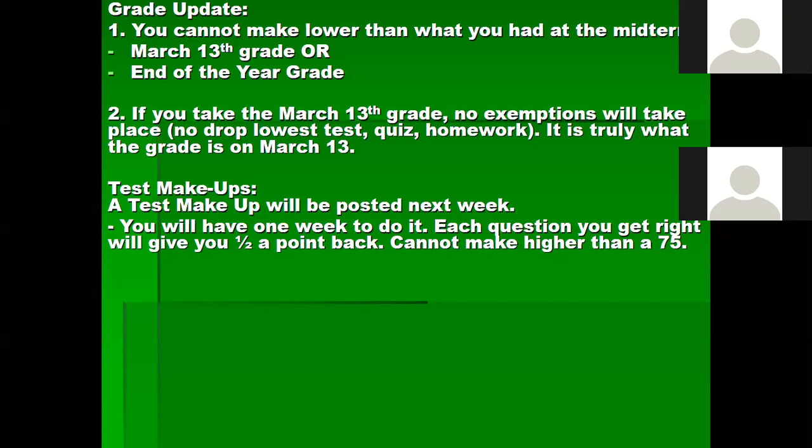Violet, yes, your grade can go down from March 13th, but if it goes down, then you'll just have your March 13th grade, not the grade that it ends up being. So it is possible. Let's say you have a 95 in this class for your midterm, it's possible right now that grade's like an 87. If you have an 87 at the end of the year or 95 at the midterm, then you will receive the 95 for the midterm.